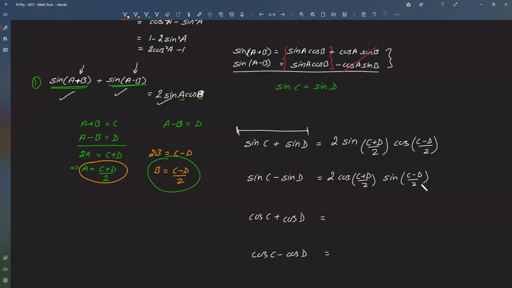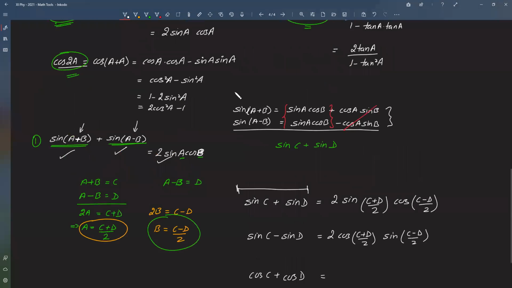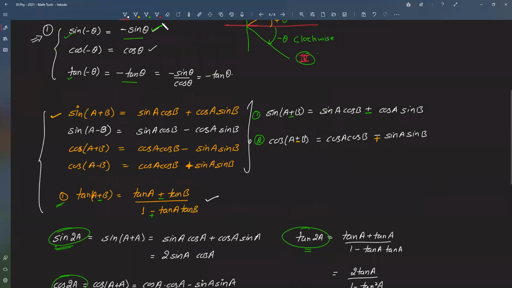Okay, no problem. Did you understand these 4 which I have derived? Yes, sir. I got it. Okay, no problem.